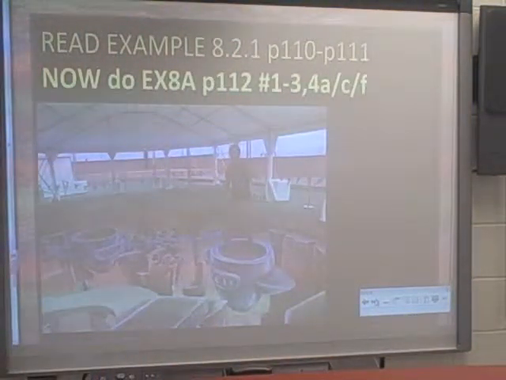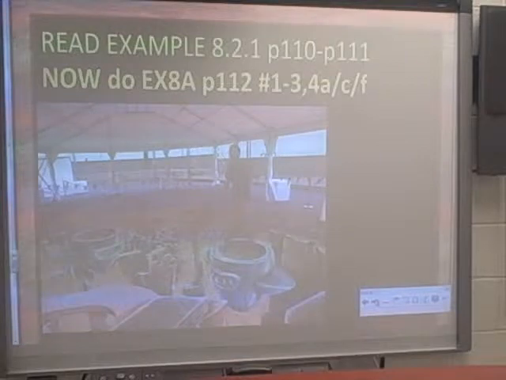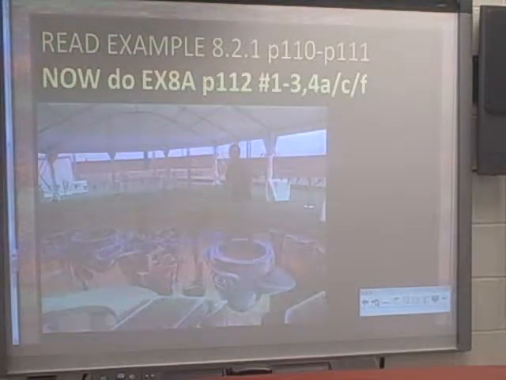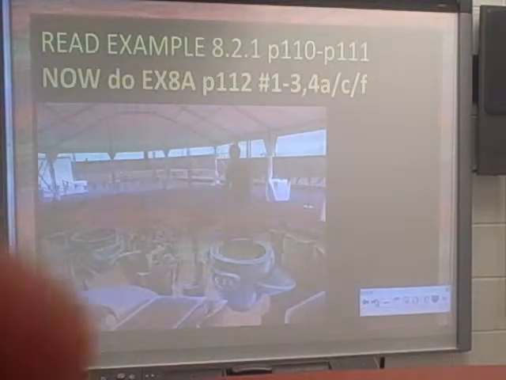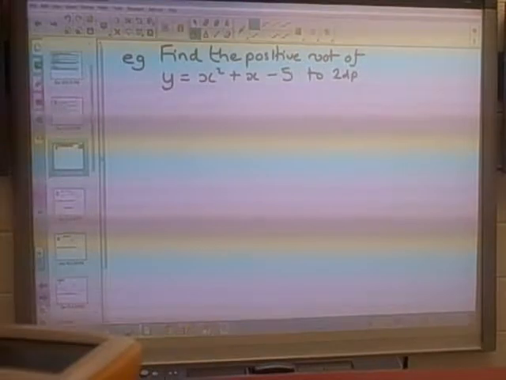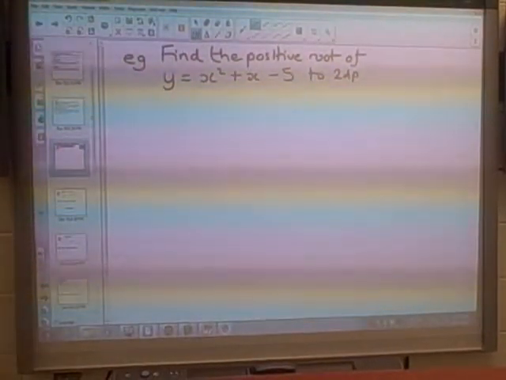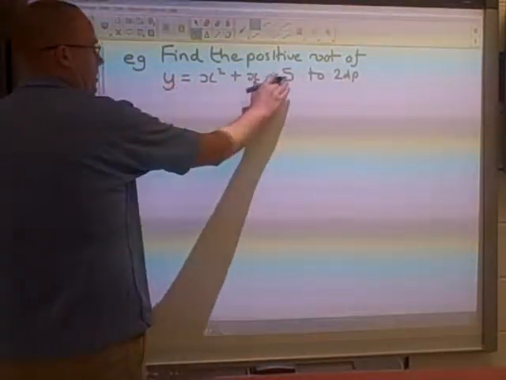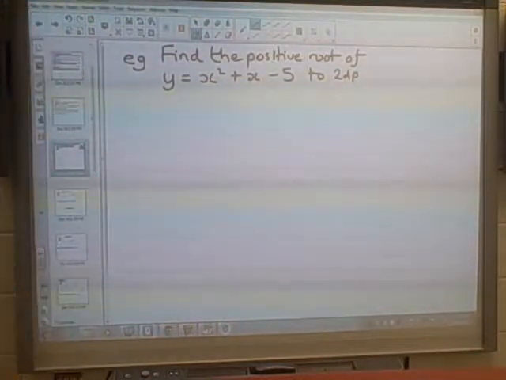So let's take a look at something like that. And a good place to start is by looking at the examples in the book. And then you should be able to do the first few questions for this by narrowing that process down to as many decimal places as appropriate. Now let's go ahead then and see if we can actually find the positive root of y equals x squared plus x minus 5 to 2 decimal places.